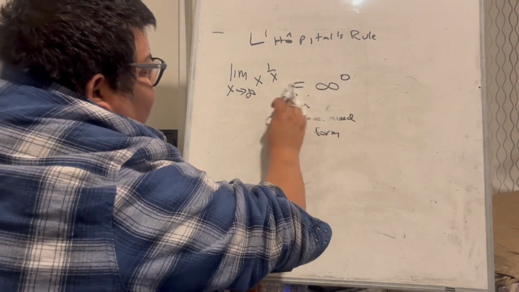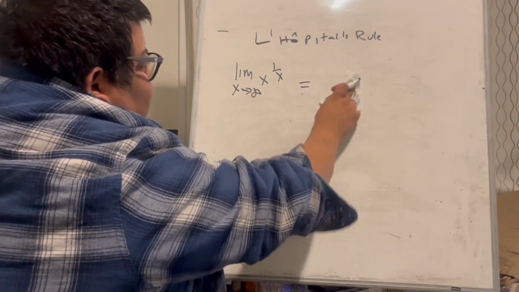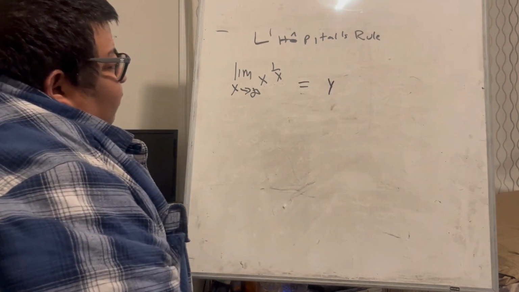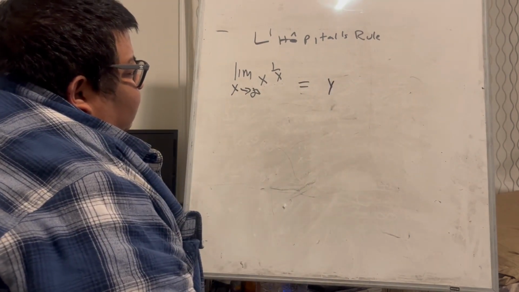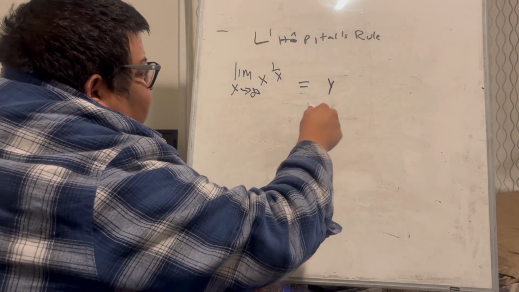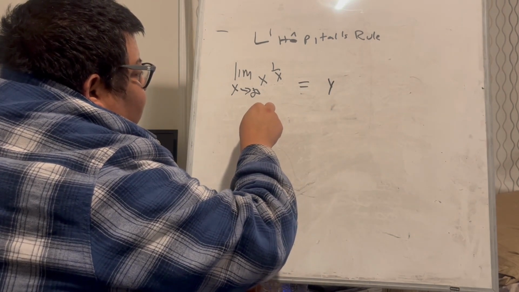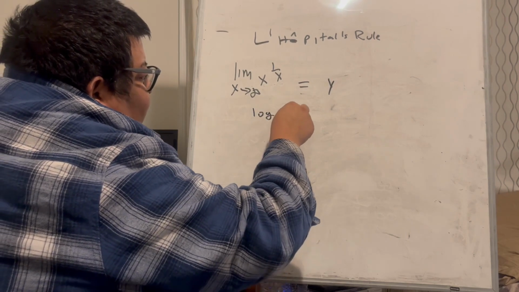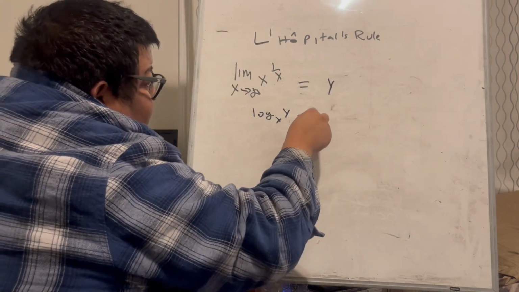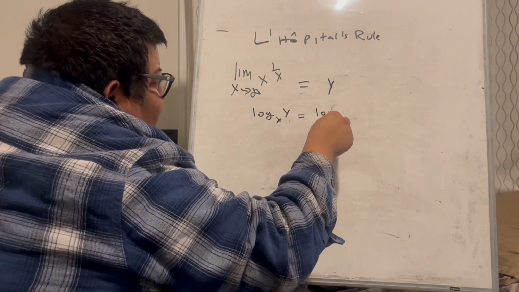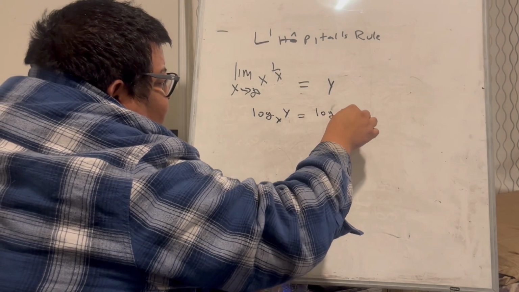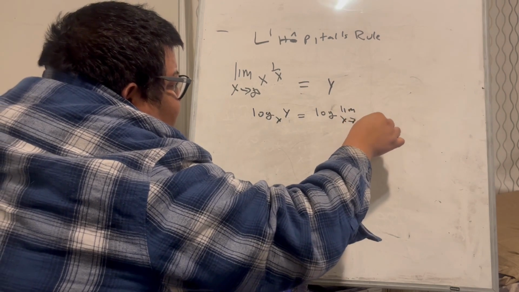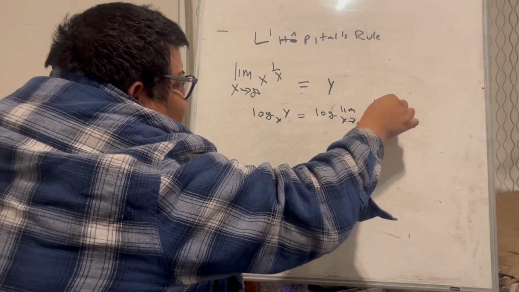So what you have to do is something like this. You set this equal to y, and then you take the log on both sides. So what you do is like this. You take log of y is equal to log of the limit as x approaches infinity of x to the 1 over x.